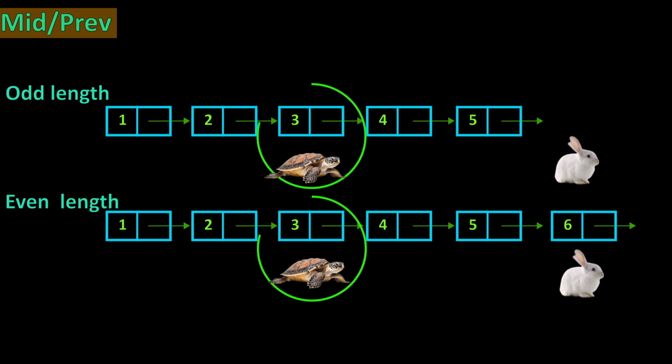Now, check the tortoise's position. In an odd length list, it stops at the middle. In an even length list, it stops one node before the middle. But why do we need to find one node before the middle in some cases?